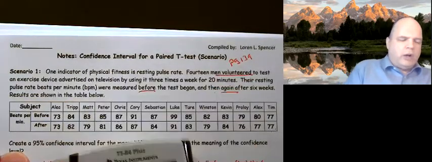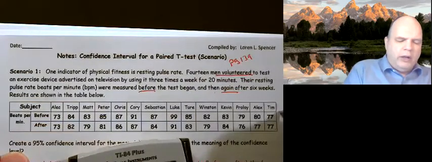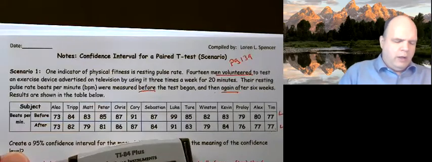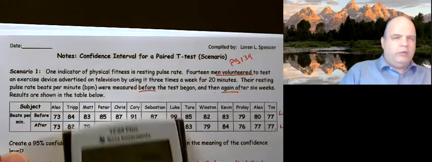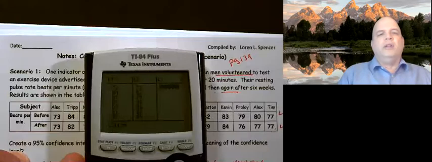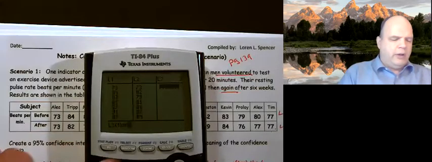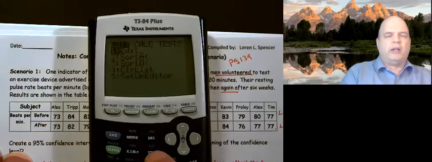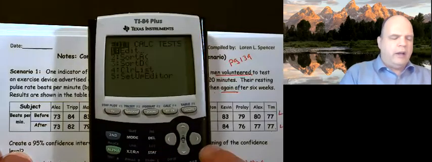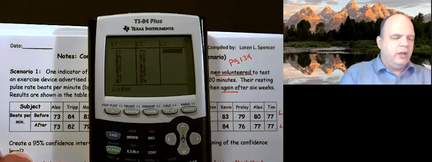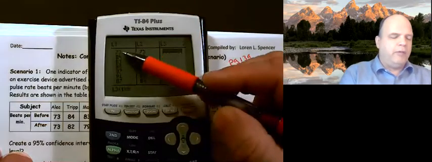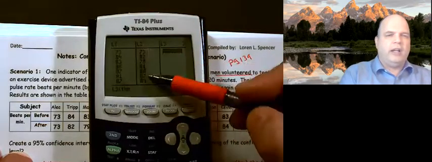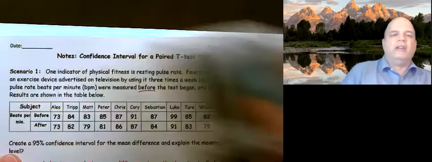And so I need to enter all this data into L1 and L2. So it should look something like this. So here's how I got there. I pressed the stat button, which is in the middle of the calculator, and then I pressed edit and enter. And then I just entered the before data into L1, after data into L2. You're going to need that.